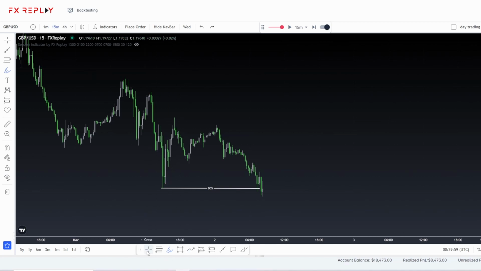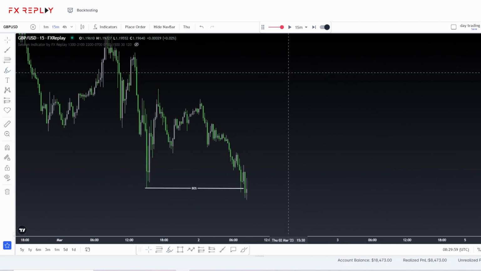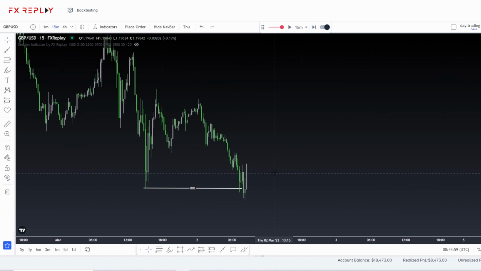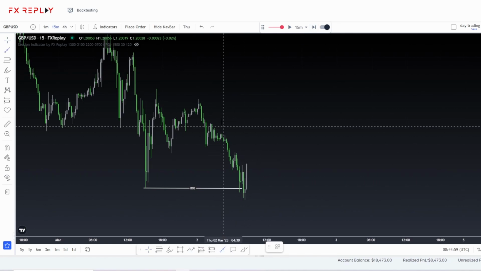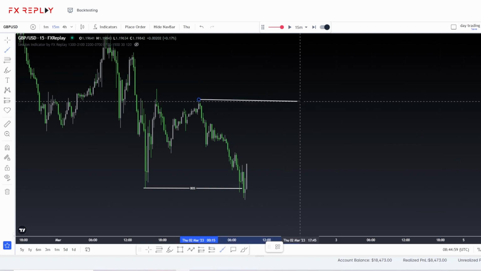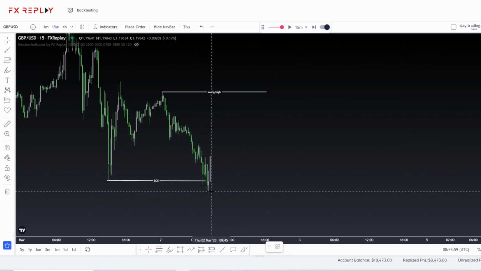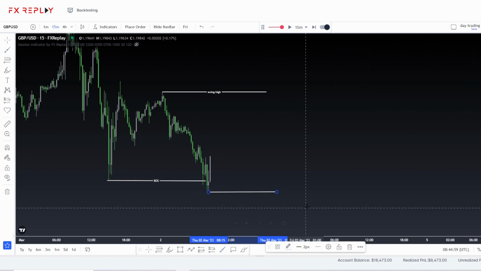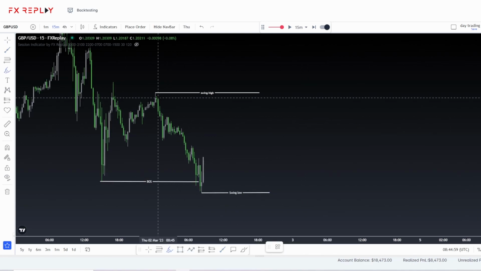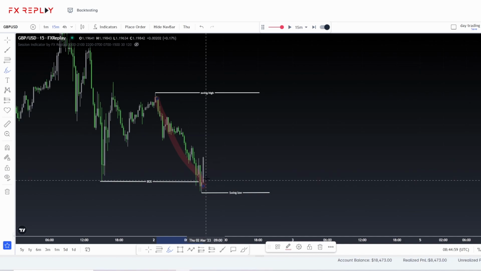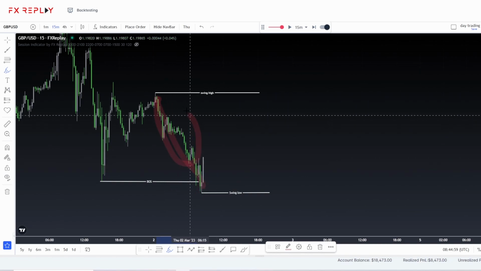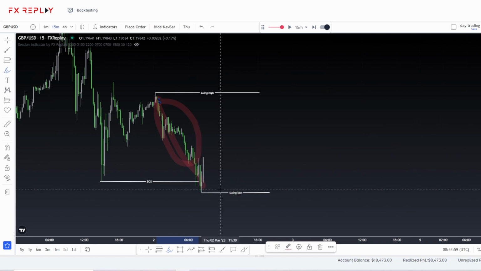So with that in mind, we can now mark up our ranging high and low, which is this high here being our swing high, and this low here is our swing low. So we know then that we are now ranging within here. We know price is going to pull back to somewhere in here before continuing down and taking out this low.